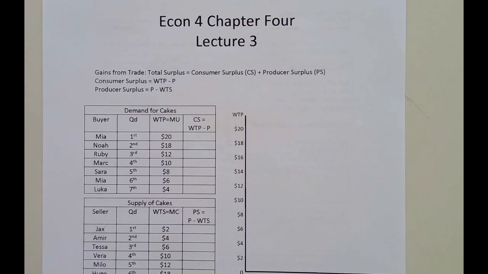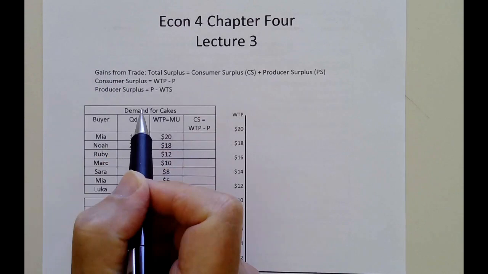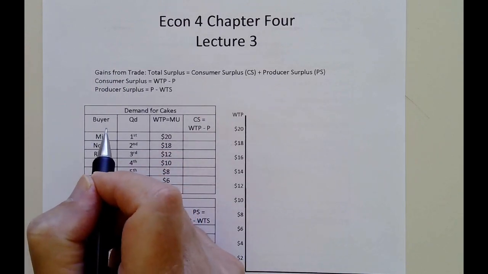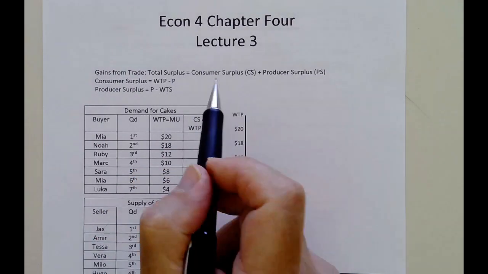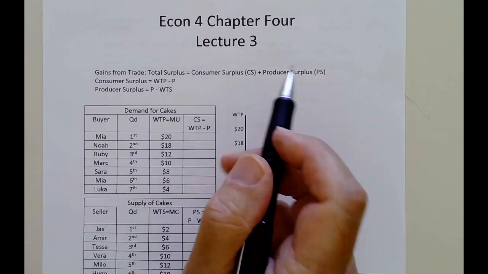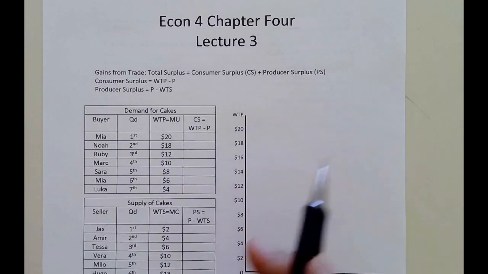This is Lecture 3. We're going to put the consumer surplus and producer surplus together and talk about our total surplus, which is the gains from trade. And one of the main goals in microeconomics is to maximize the gains from trade, which is to maximize the total surplus. Total surplus is equal to the consumer surplus, CS, which we use down here, plus the producer surplus. We use PS for that, which is right there.